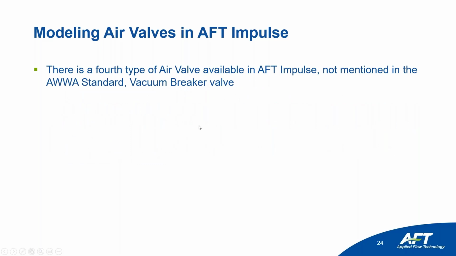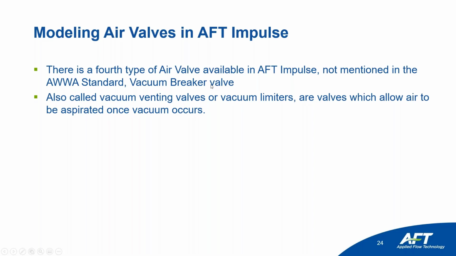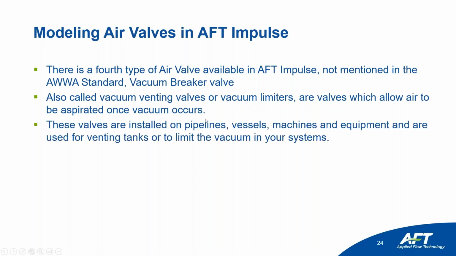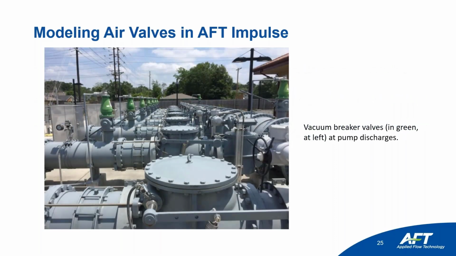There's a fourth type of air valve that AFT Impulse models, not mentioned in the AWWA standard, which is the vacuum breaker valve. Also called sometimes vacuum venting valves or vacuum limiters. They are valves which allow air to be aspirated once vacuum occurs. These valves are installed in pipelines, vessels, machines, and equipment, and are used for venting tanks or limiting the vacuum in your system.